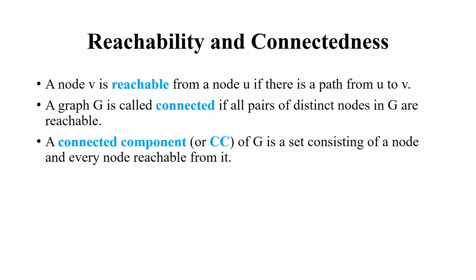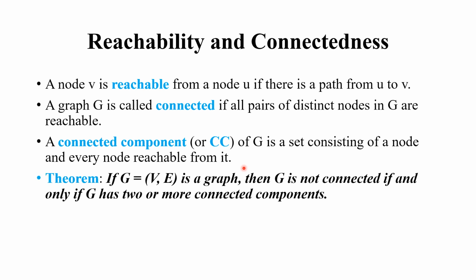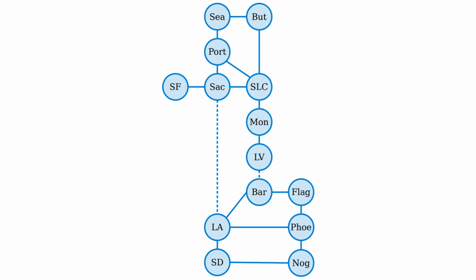A connected component, or CC, of a graph G is a set consisting of a node and every node reachable from it. So, if a graph is connected, that means you can start at any node and reach every other node. That is what we saw here. If it is not possible, there will be more than one connected component. So, if a graph G equal to (V, E) has two or more connected components, then it is not a connected graph. We'll see the examples.